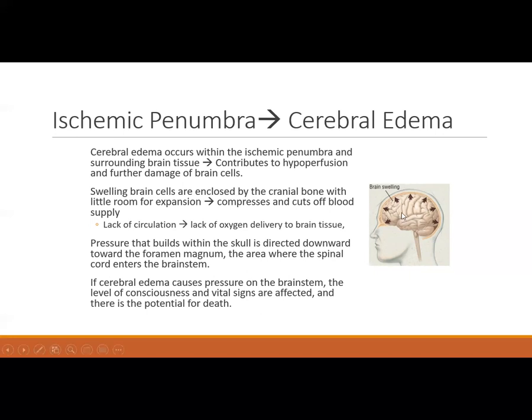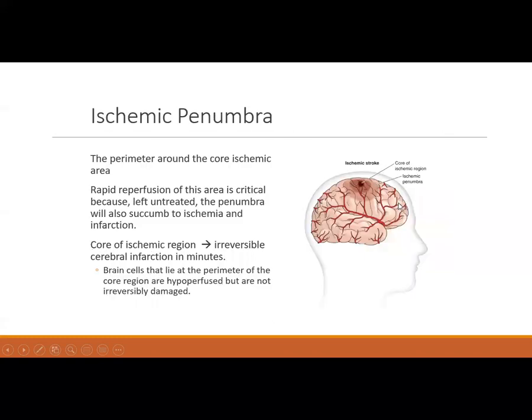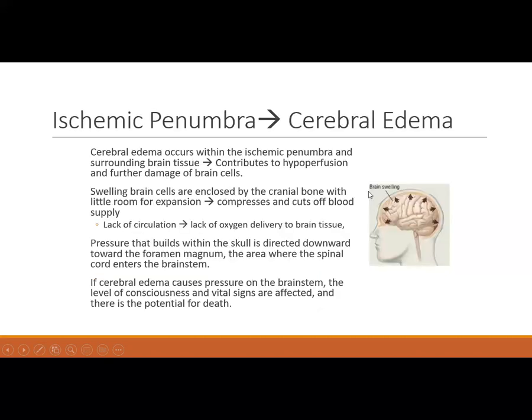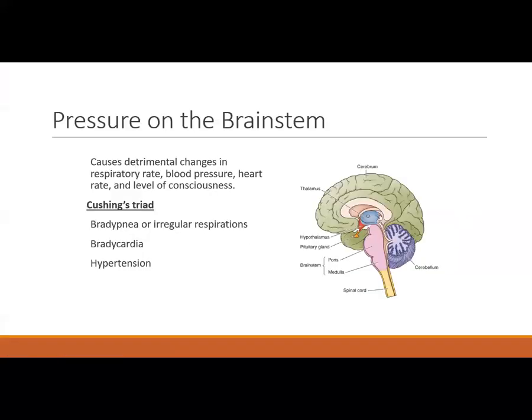So basically, what happens here is you've got this little area here, which is the core, like I talked about. All of that is basically dead tissue. Then you've got the ischemic penumbra that's around it, and that's all hypoperfused. When that happens, you have that cerebral edema that happens afterwards, which only makes the hypoperfusion worse. So, pressure on the brainstem.